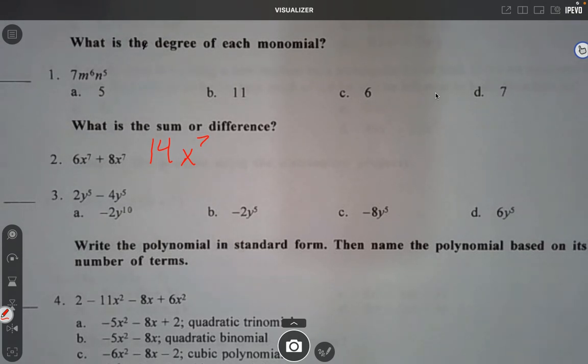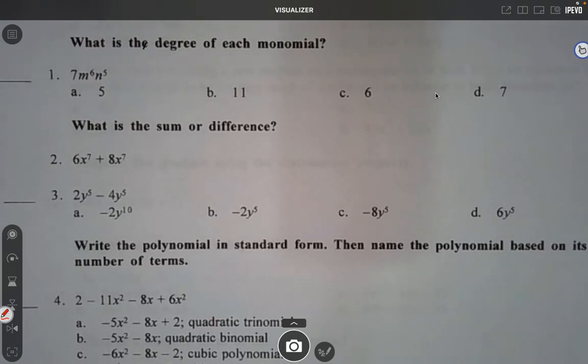Same thing on this one. I have 2y to the 5th, and I take away 4y to the 5th. So how many of those do I have? Negative 2y to the 5th. So there it is. Okay? You're just combining like terms. Are we good with those? Does anybody have a question on it? No. Okay.